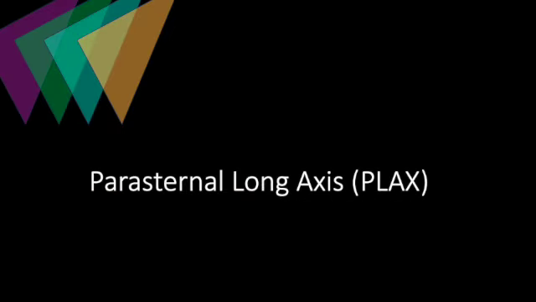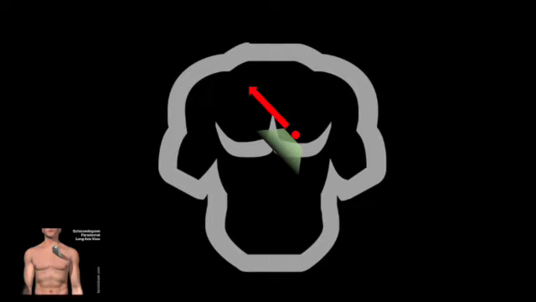Let's start a review of the standard windows by looking at the parasternal long axis view. For this window, the heart is going to be examined in the long axis, meaning that the probe will be placed on the chest wall parallel to the lie of the heart in the chest, with the footprint centered just to the side of the sternum and with the indicator pointed towards the patient's right shoulder.